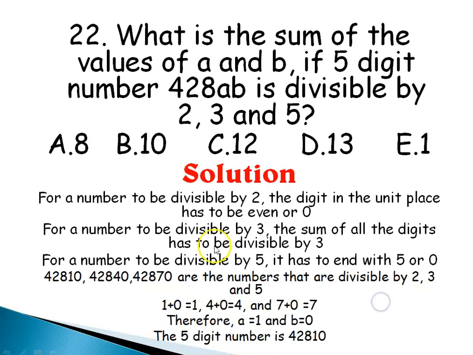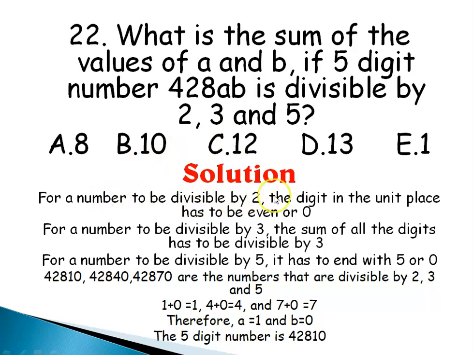Question 22. What is the sum of the values of A and B if the 5-digit number 428AB is divisible by 2, 3, and 5? Okay, so what this question is telling us is that 428AB is a 5-digit number that can be divisible by 2, 3, and 5. So for us to solve this question, you have to remember your divisibility laws for 2, 3, and 5. And what did that law say?